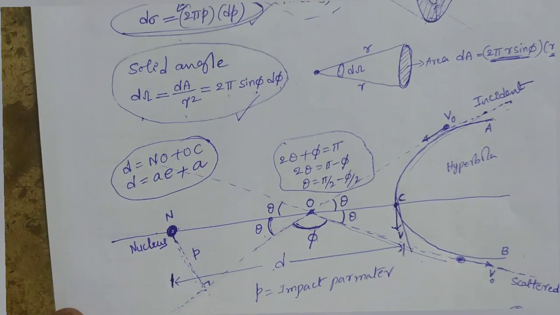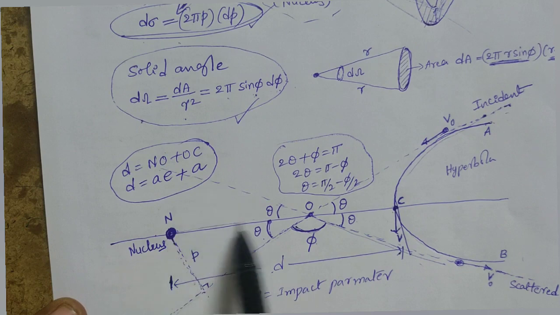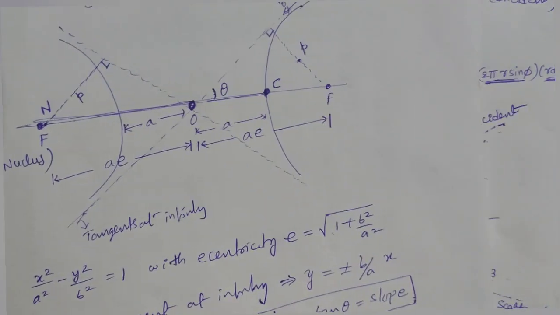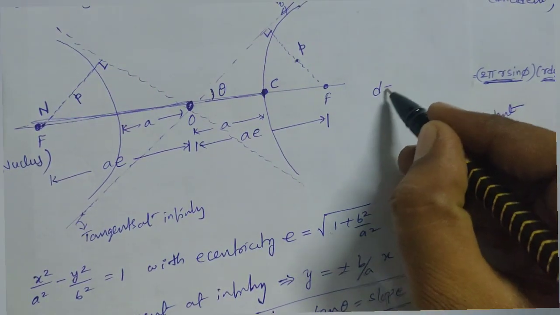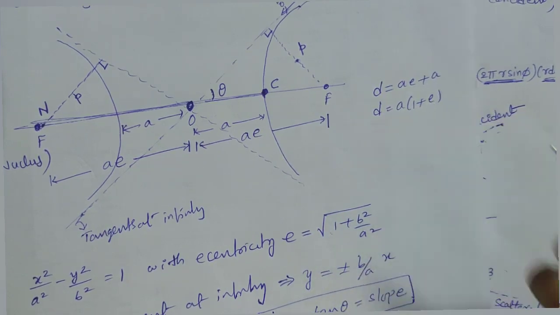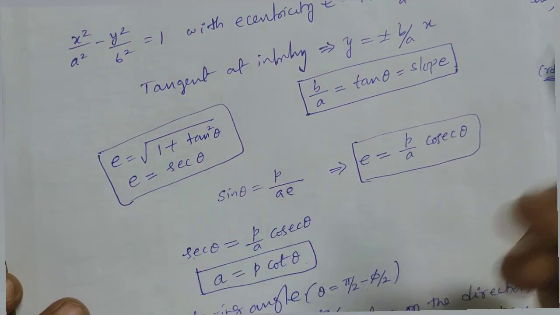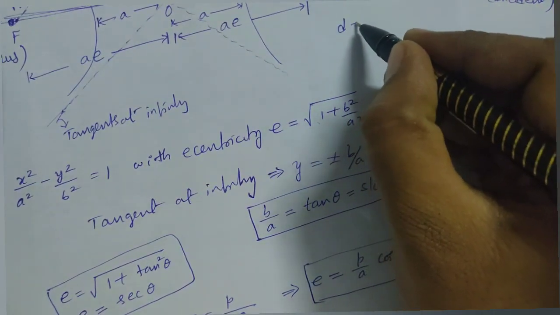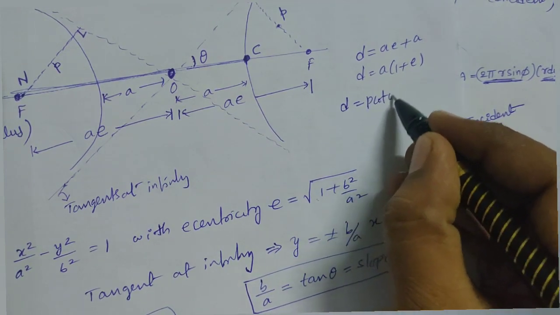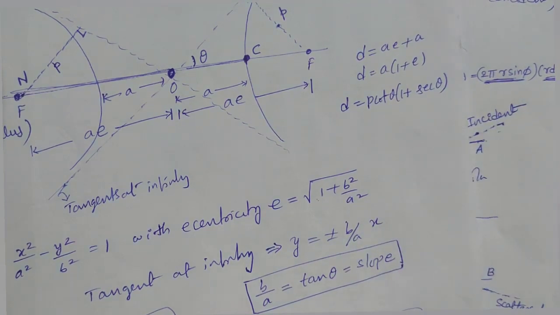The distance AE plus A is important because when it is here, we require the perpendicular distance from the nucleus. So the distance is AE plus A. If I take A common, it will be A times 1 plus E. But we already got A is equal to P cot theta, and E is equal to cosec theta. So d is equal to P cot theta times 1 plus E, and the E value is sec theta, which we have already derived.